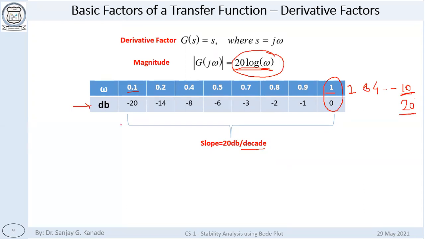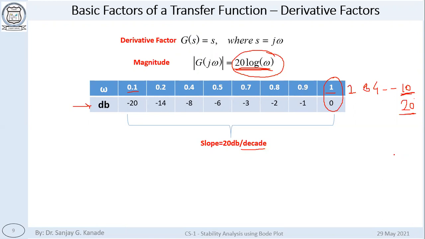So what you can see, we started from minus 20, then 0, then 20. In every decade, the magnitude is increasing by 20. That's why the slope is 20 dB per decade, means that it is a straight line with a slope of 20 dB per decade. Remember this, what we are talking about is very important, because this is how we are going to plot the Bode plots further.